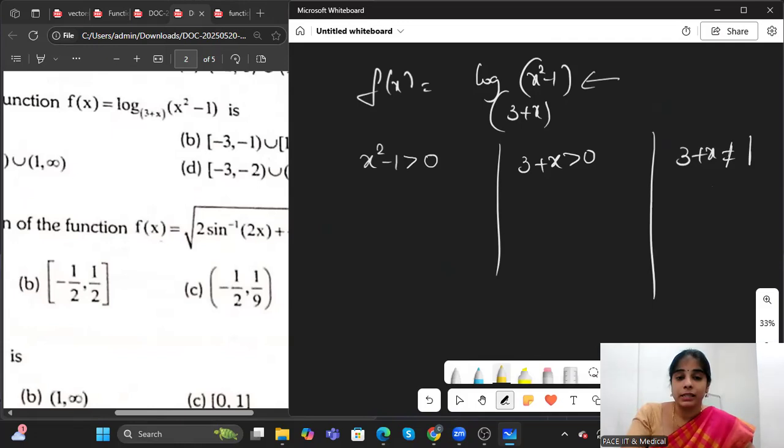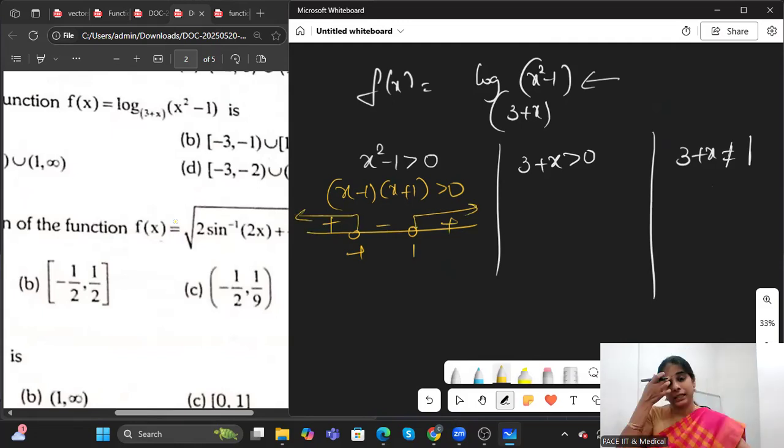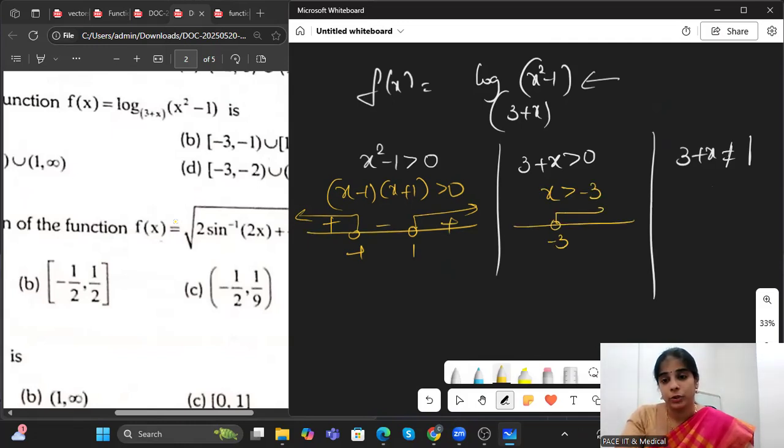So from this case, that is x minus 1 times x plus 1 greater than 0. That is on your number line, minus 1 and 1 critical points, plus minus plus, greater than 0 in the sense towards that side and this side. From here, my x is greater than minus 3, so from minus 3 towards the right side. From here, x not equal to 1 minus 3, that is minus 2. You cannot take it, clear?